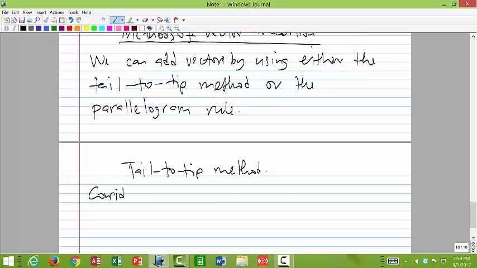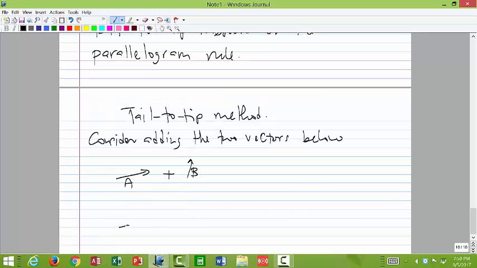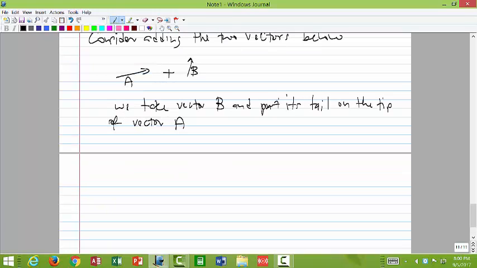Let's consider adding the two vectors below. So let's say we have this vector plus that vector. So this is vector A and vector B. We can add these two vectors by taking vector B and putting its tail on the tip of vector A. So I take this vector, this is vector A, and I put vector B on its tip like that.